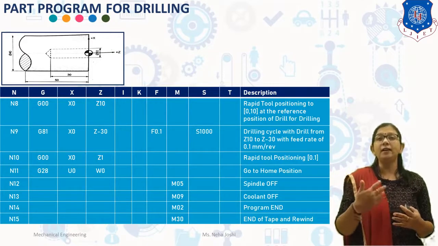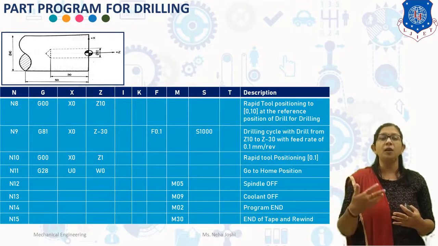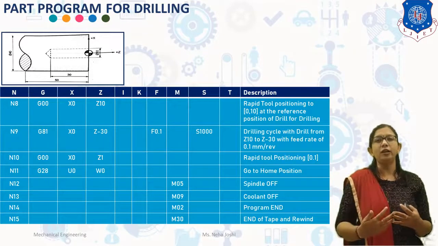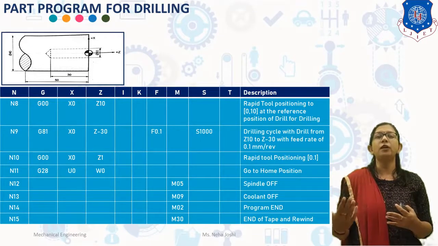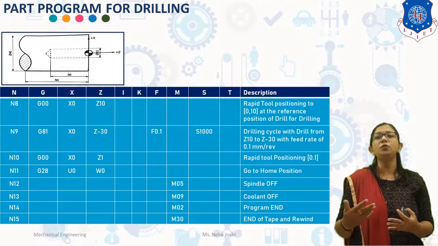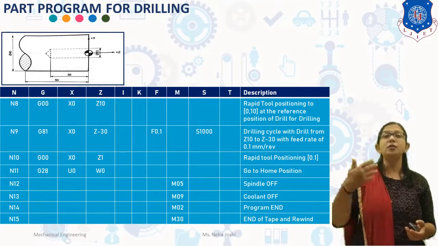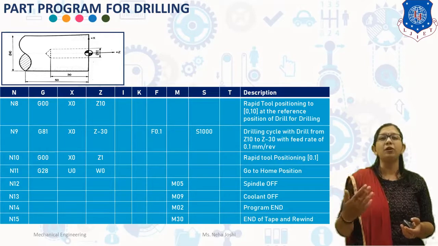N13 next sequence. M09 is used for turning off coolant. Then next sequence is N14. M02 is used for the ending of program, and last sequence is N15. M30 is used for the ending of tape, and tape will rewind automatically. So this is the part programming for the drilling machine.